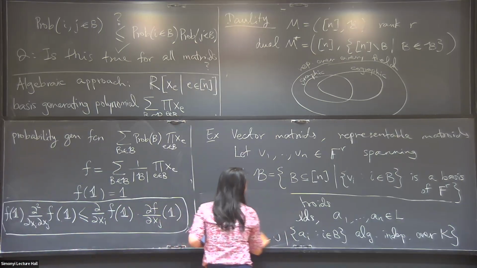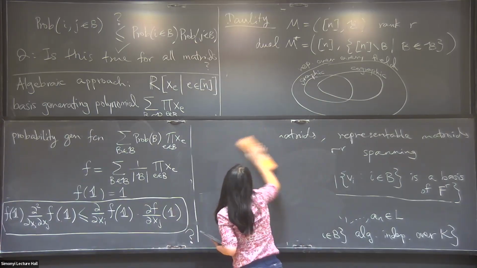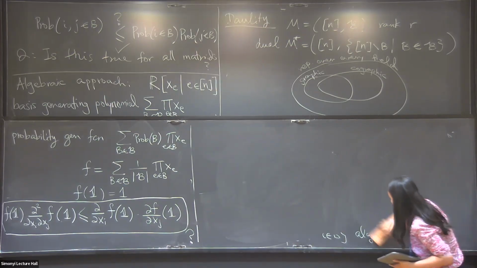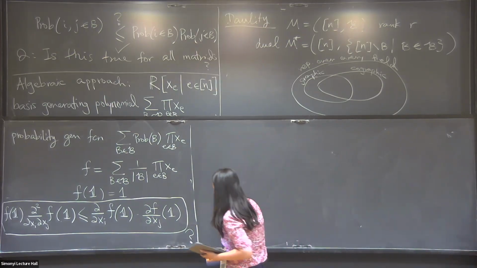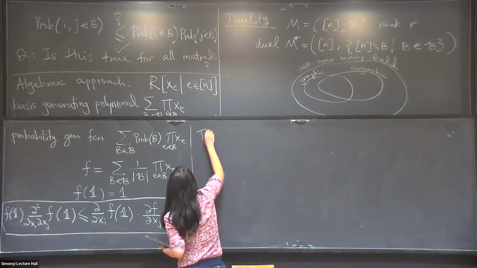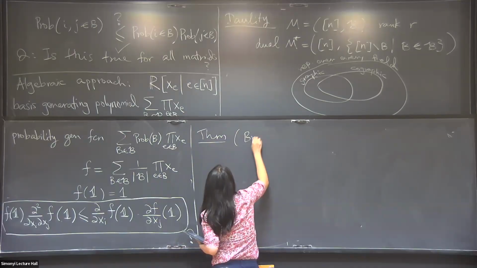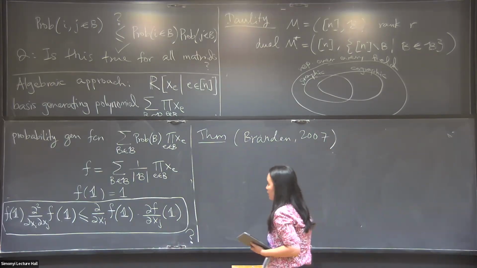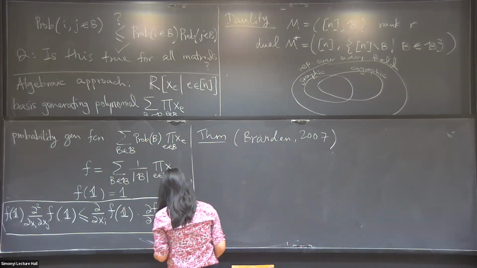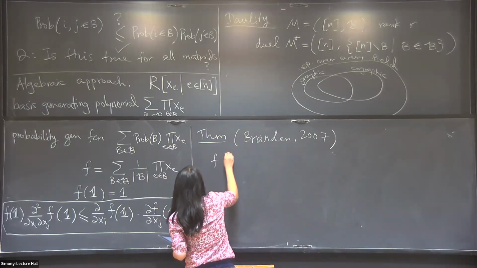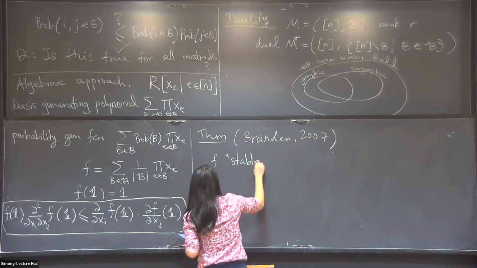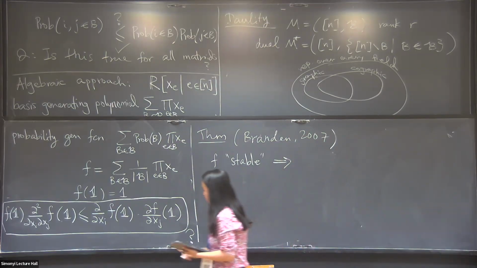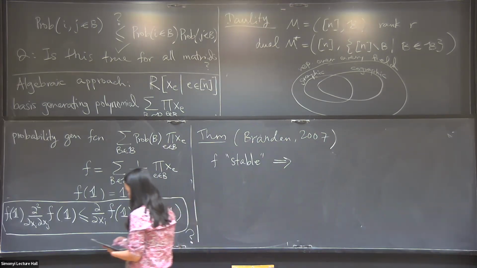So it turns out that this kind of thing has shown up in the study of polynomials called stable polynomials, which I'm going to introduce now. Okay, so I'll give you the theorem first and then the definition. So this is the theorem of Rendon. So Rendon says that a polynomial is stable, which I'm going to define in a moment, implies that, I'll set some notation first, actually.